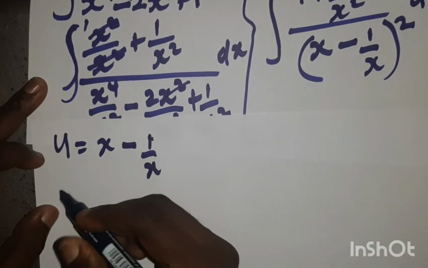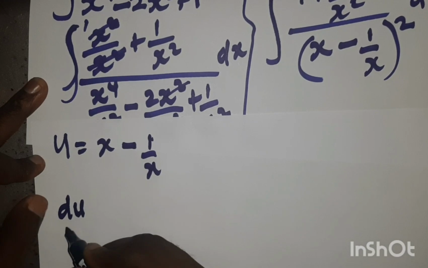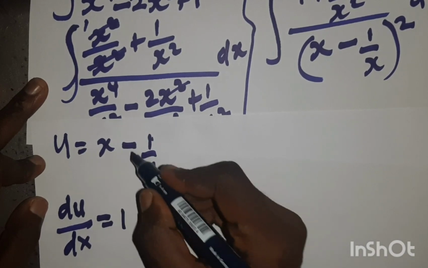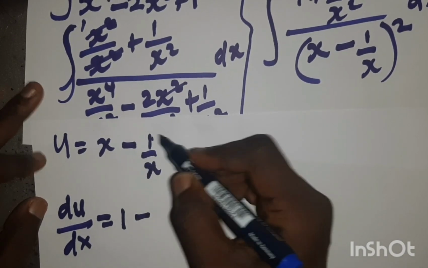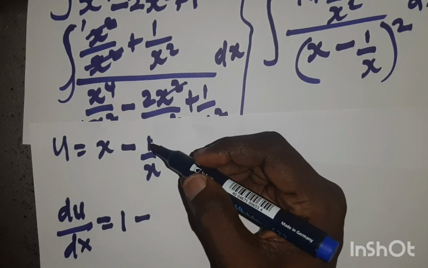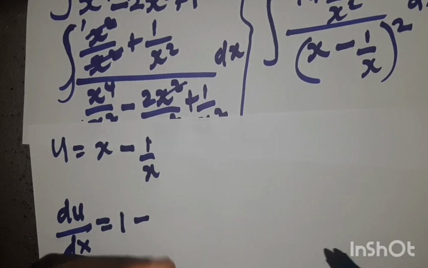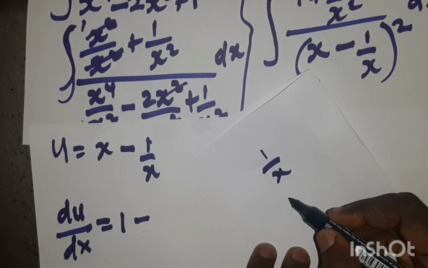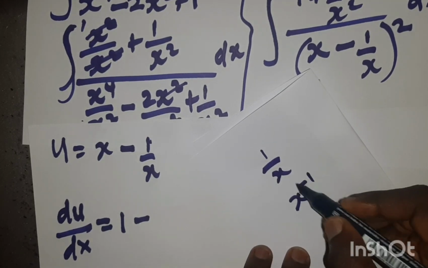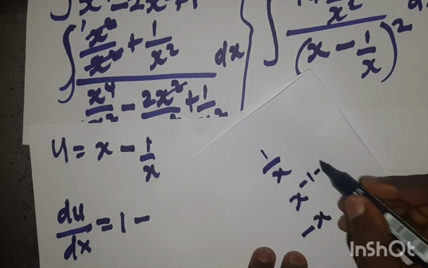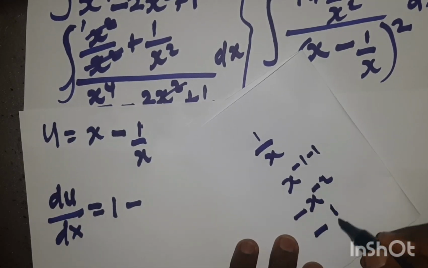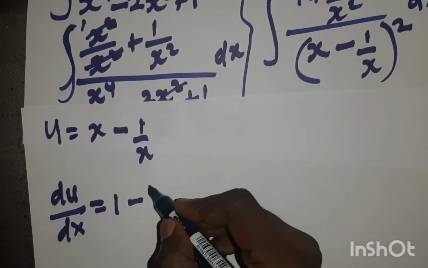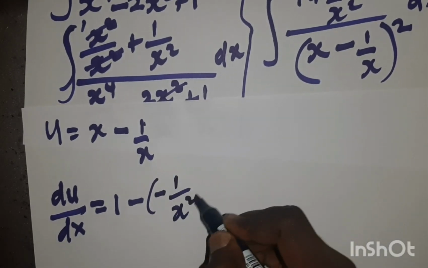So we now have du dx equals, then derivative of x is just 1, then minus derivative of 1 over x. Let's quickly do that somewhere. So derivative of 1 over x, carefully, 1 over x can be written as x raised to power minus 1. So if you do minus 1 times 1 gives me minus x, then minus 1 minus 1 is minus 2. So this is minus 1 over x squared.